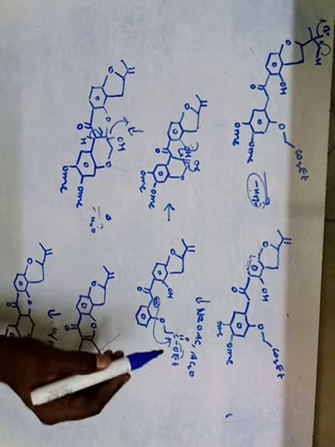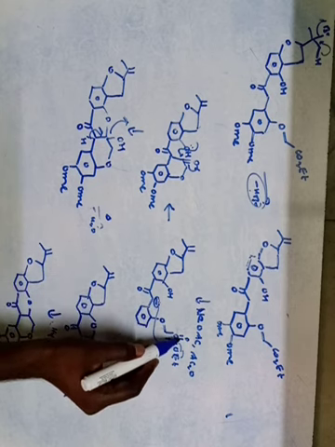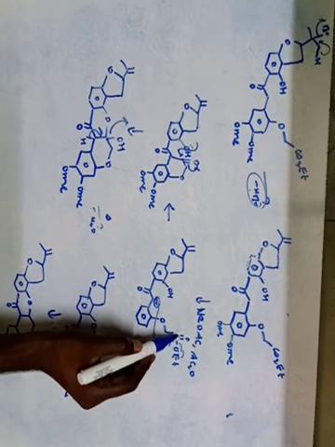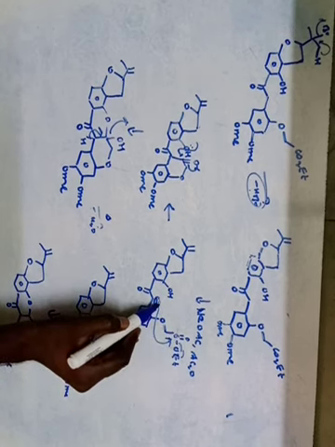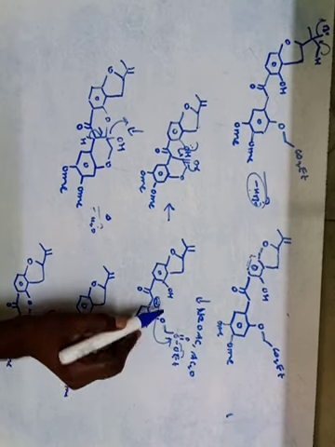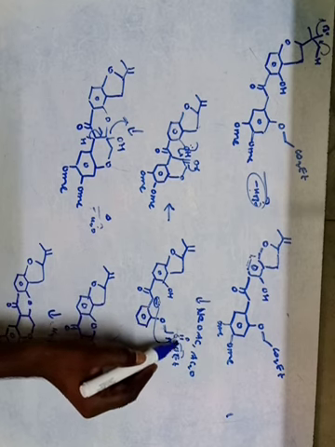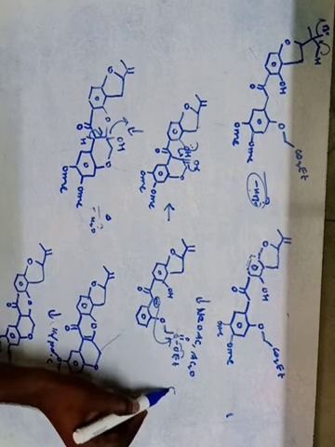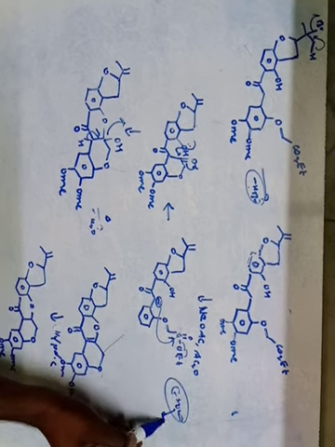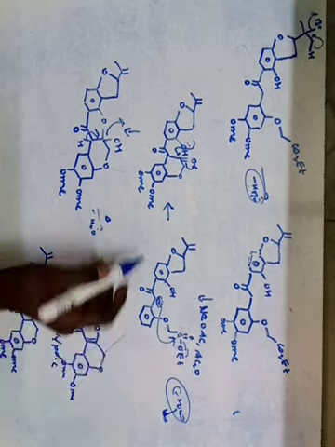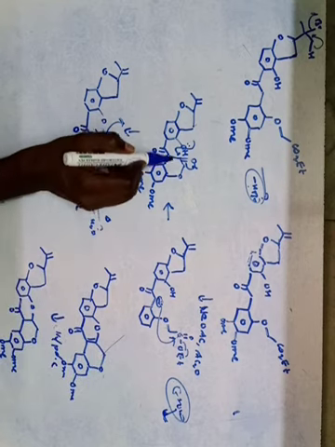This negative charge will attack the carbonyl, this ester, this C double bond O over there. The carbanion will attack on this carbon atom, then loss of ethanol takes place, and then this molecule will be converted like this.